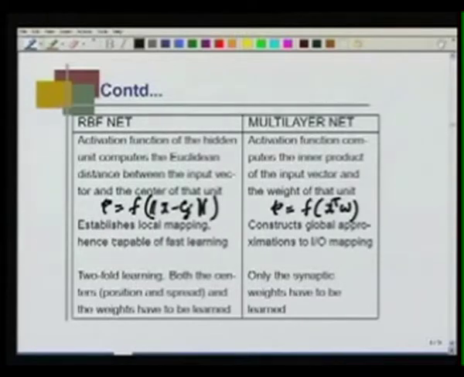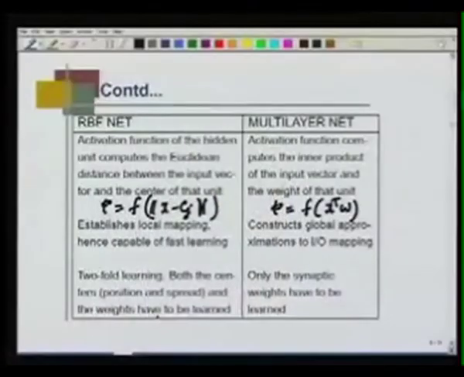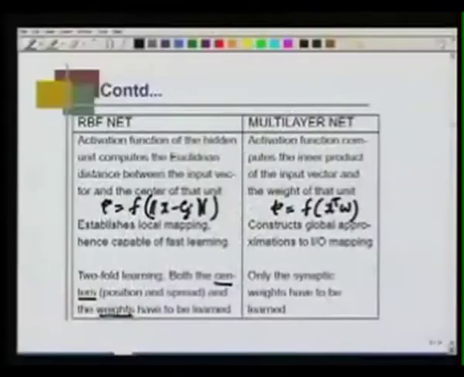Radial basis function network establishes a local mapping, hence capable of fast learning, and the multilayer network constructs a global approximation to input output mapping. Here the learning in the radial basis function network consists of two different categories of parameter. One is centers, radial centers, and the other is the weights, the connection weights in the output layer. Whereas in multi-layered network, the only parameters are the synaptic weights.